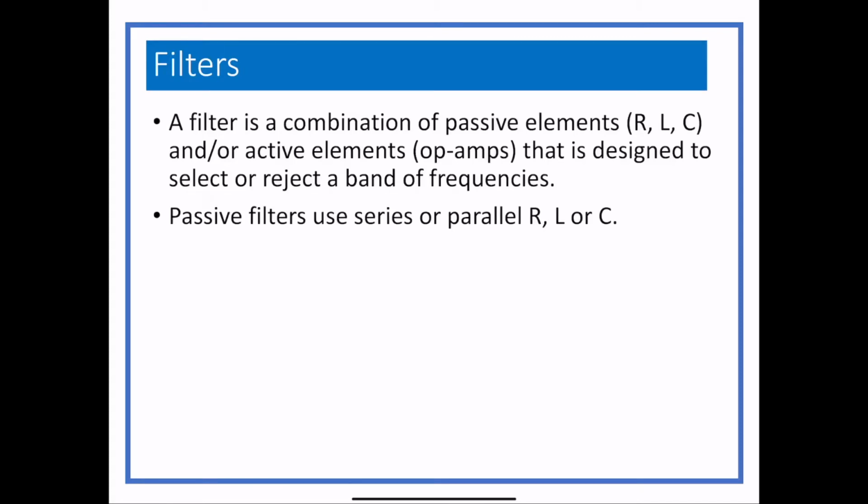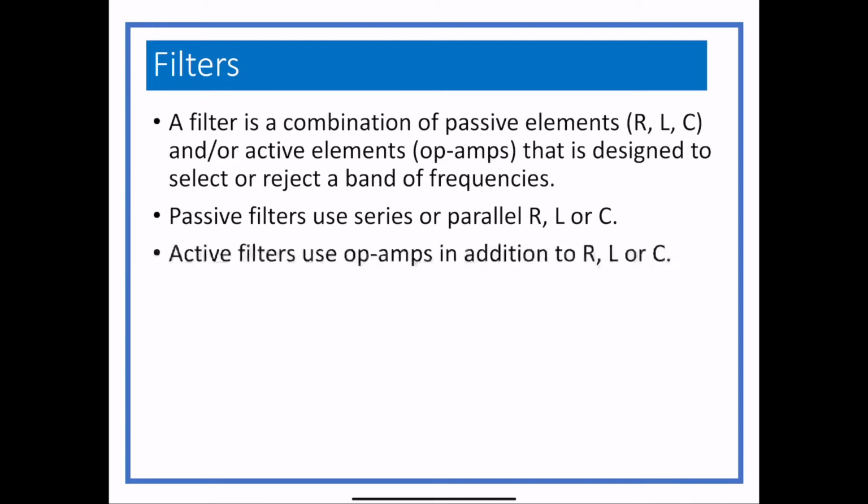So passive filters use a network of series and/or parallel resistors, inductors, and capacitors. We study that in Circuits 2, I believe, or in 2305. Passive filters can be good for certain things. They're actually really good for processing large signals. However, there's another class of filters, and they're called active filters.